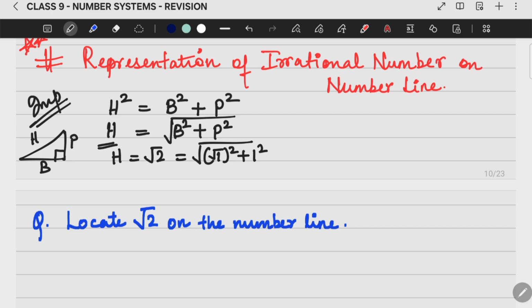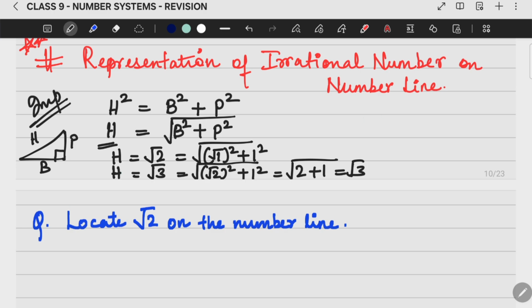Suppose you would like your hypotenuse to be square root of 3. How will you get 3? It will be the square root of root 2 the whole square plus 1 square. So your base will be root 2 and your perpendicular will be 1. If you solve it, how much do you get? Root 2 whole square is 2, plus 1, which is nothing but root 3. And this is what will be asked.